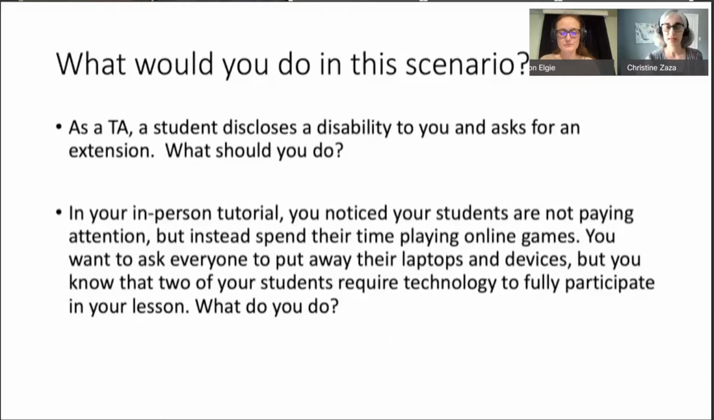This means that you cannot ask a student if they have a disability or if they're registered, because that's private information. Are you seeing anything in the chat, Allison, for us in terms of any responses to this question about what would you do or what should you do? I don't see anything, Chris. Okay.